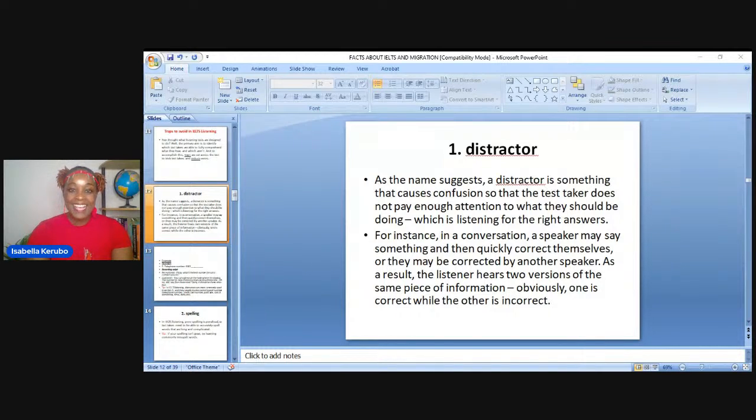All right. Number 3, the word match. This is something else that you really need to watch out for when you are doing the IELTS listening test. What do I mean by word match? In most cases, I can say 90% of the cases, the words that you will hear in the audio might not be the same words you will find in the choices or the answers that you are choosing from.